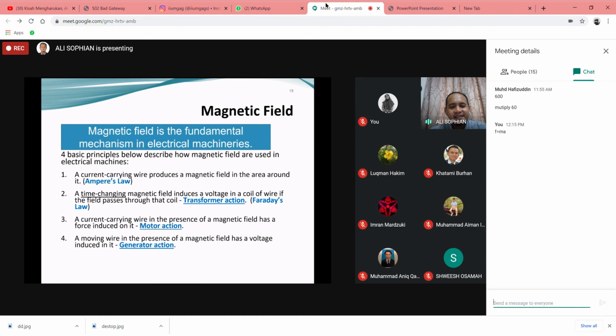And the last one: a moving wire in the presence of a magnetic field has a voltage induced in it. So this is the opposite of number 3. You have a magnetic field, and then you move a wire in it, then a voltage will be induced along the wire. This is the basic principle of a generator.